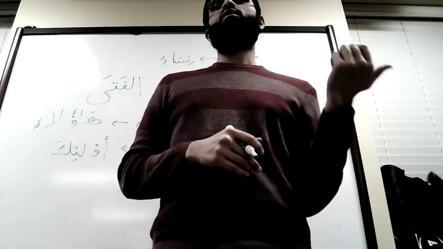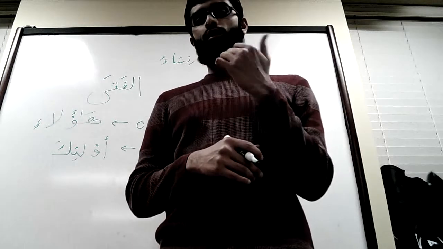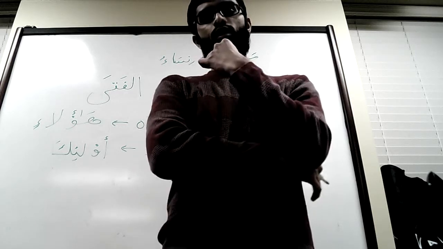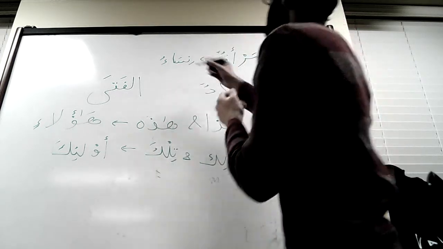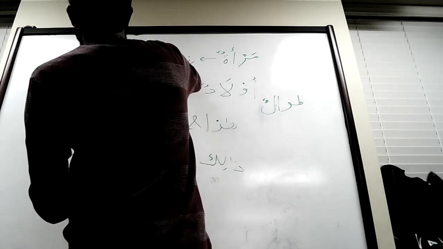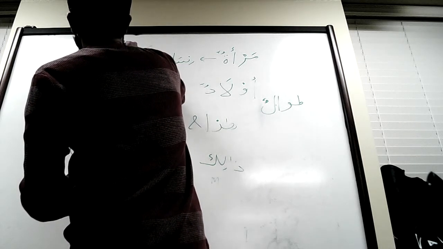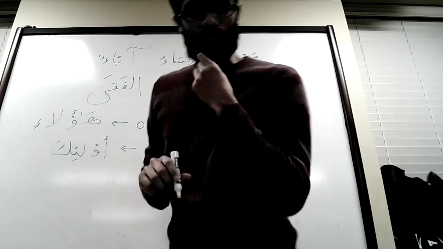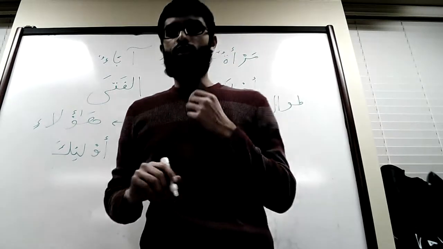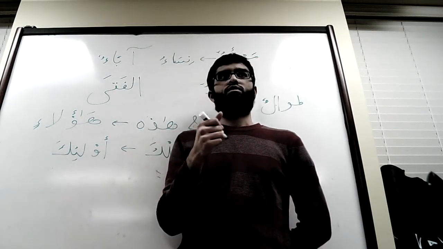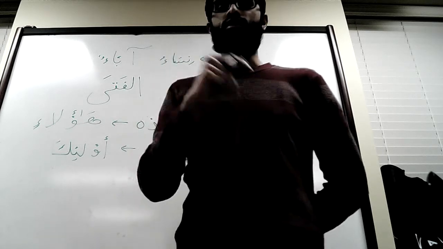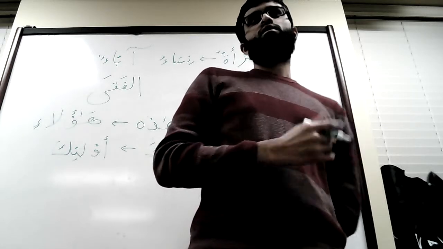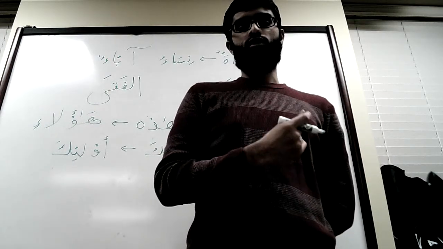What's the plural of ummun? Ummahat, right? Mother, mothers. What's abun? Father, right? So what's the plural? Aba. So there's a mad on the alif. Aba. What's imra'atun? Woman, right? So plural is nisa. Women. Ammatun means aunt, right? And then what's the plural of ammatun?